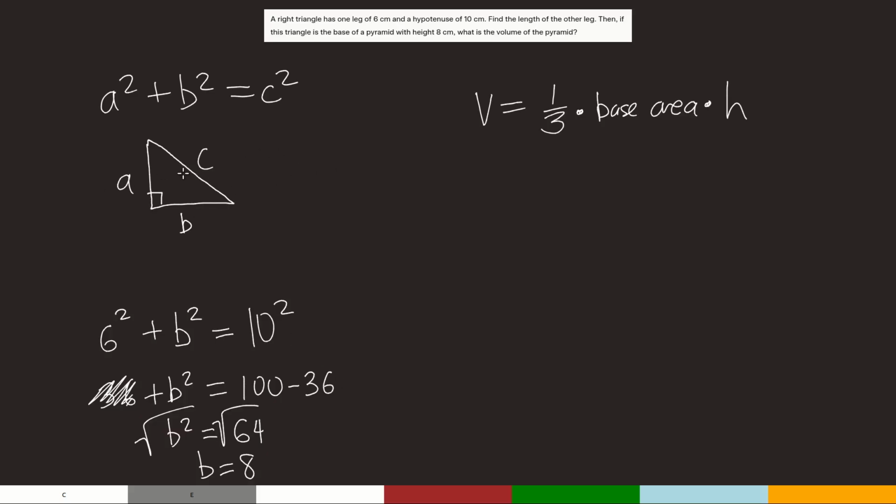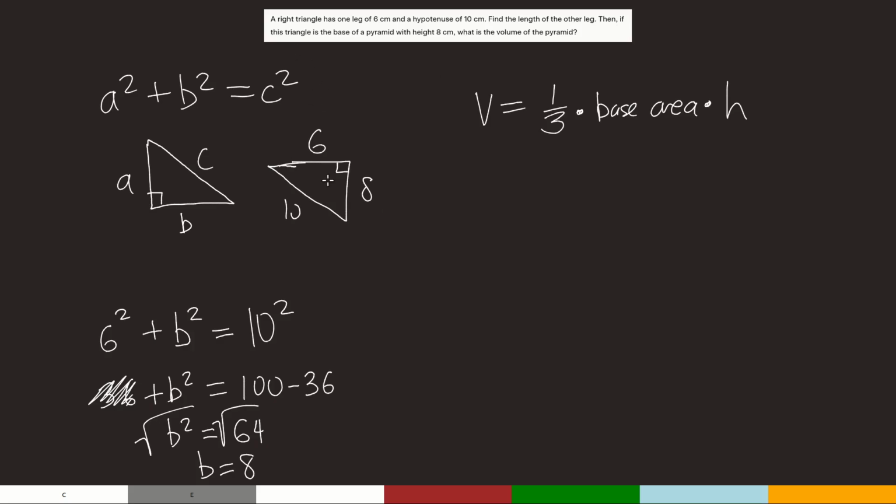Okay, so again, we're not sure exactly what the right triangle looks like. It could be like this, it could be upside down like this. It doesn't really matter so much. What we do know, what does matter, is we know both legs now. So we got 6, we got 8, hypotenuse of 10. So the length of the other leg is 8.